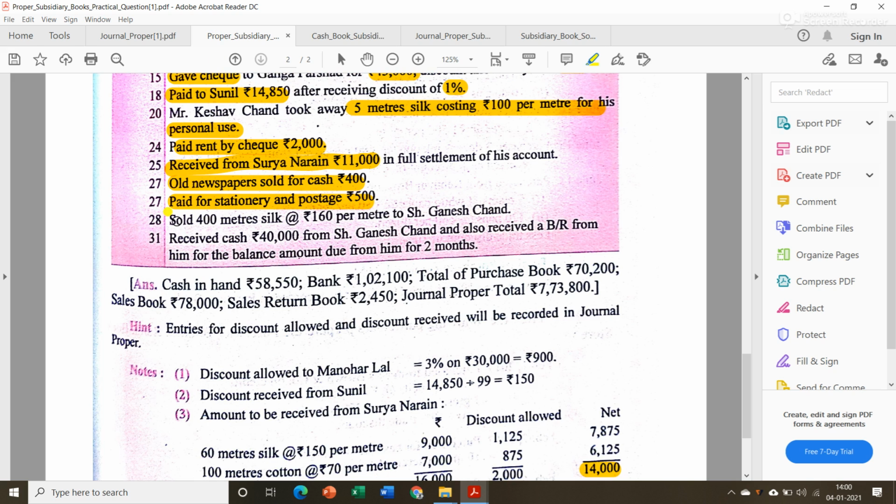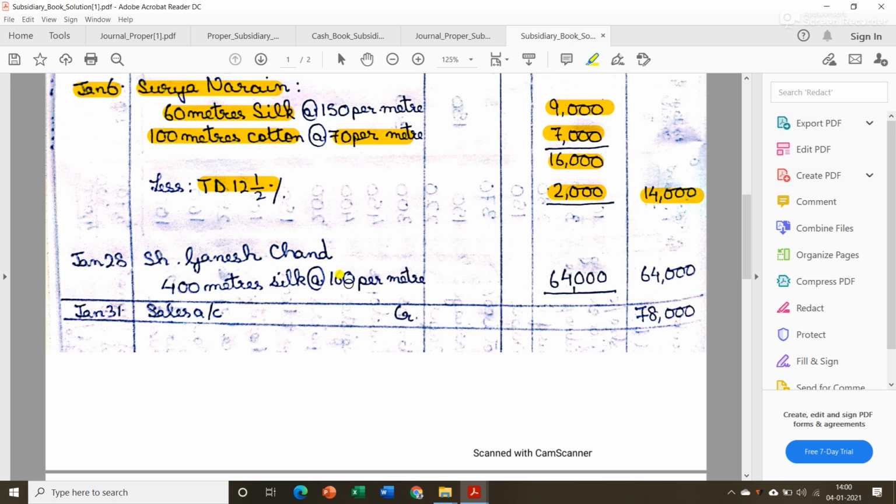Then next on January 28, sold 400 meter silk at 160 per meter to S.H. Ganesh Chan. So since this is again credit sales, we will record it in sales book. On January 28, S.H. Ganesh Chan 400 meter silk at the rate of 160 per meter, 64,000. Since they didn't mention anything about trade discount, so we will write directly 64,000.